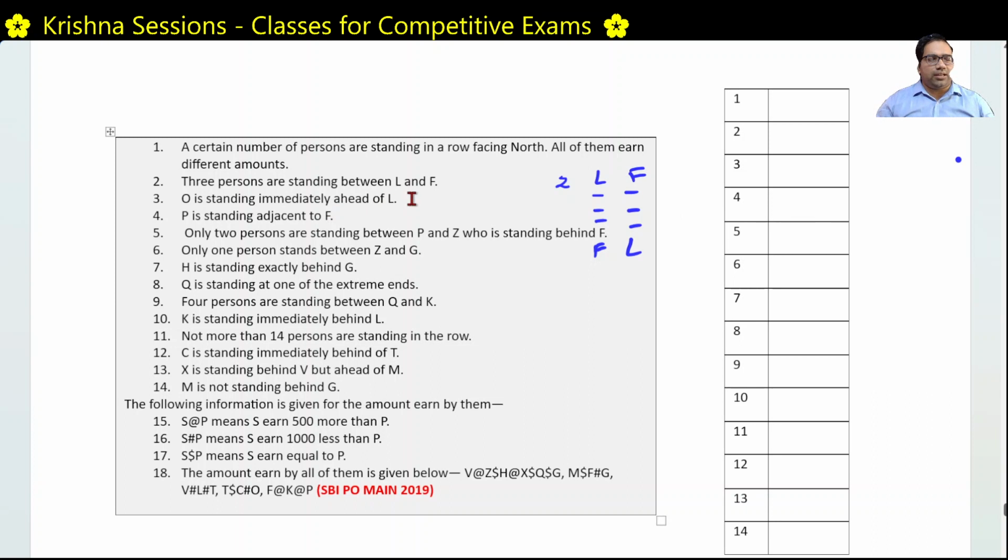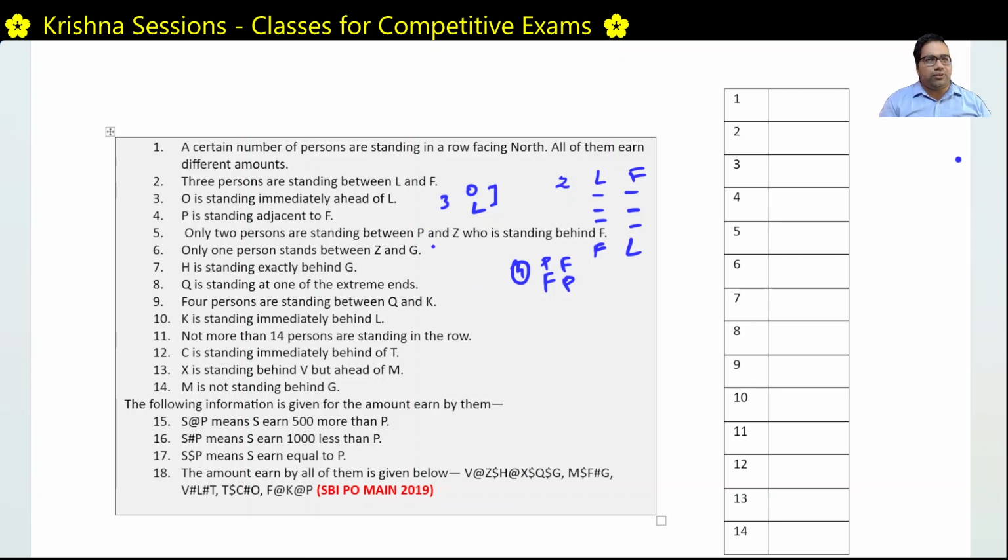O is standing immediately ahead of L, right? That means O is above L. As per condition number 3, O is above L immediately. There's no space between O and L. As per condition number 4, P is standing adjacent to F. What does that mean? If F is here, either P can be here, or P can be here. P is adjacent to F means P is on either side of the F. We don't know which side.